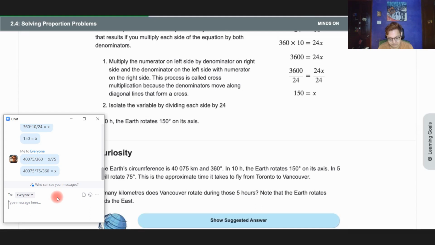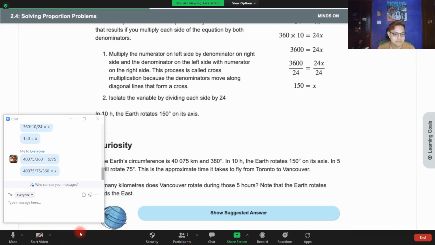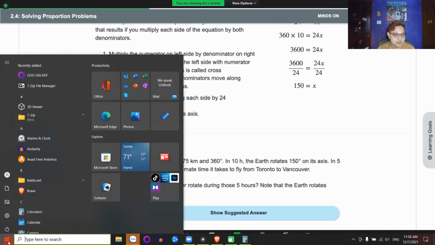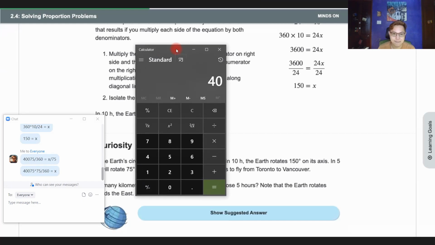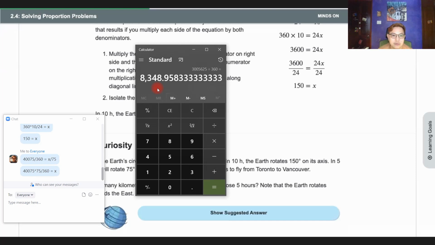Four thousand times 5, multiplied by 5 is, and then you divide by 360 is 8,348.95. Oh, 95, wrong one. Should have used the calculator. Yeah, it's 8,348.95. Yeah, 8,348.95 something.